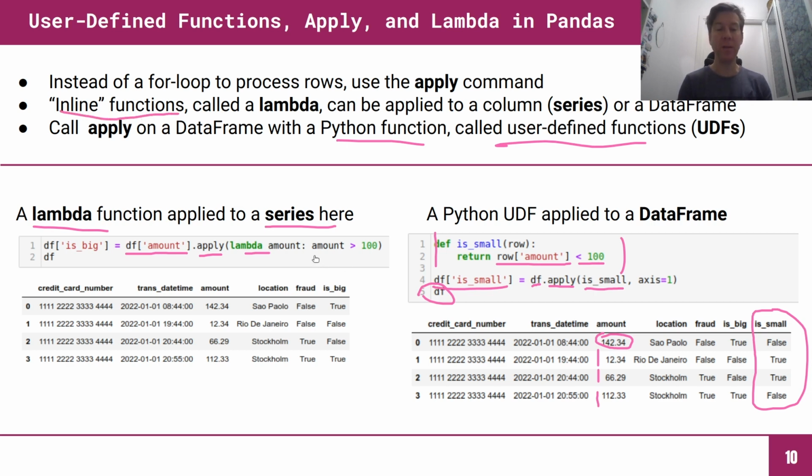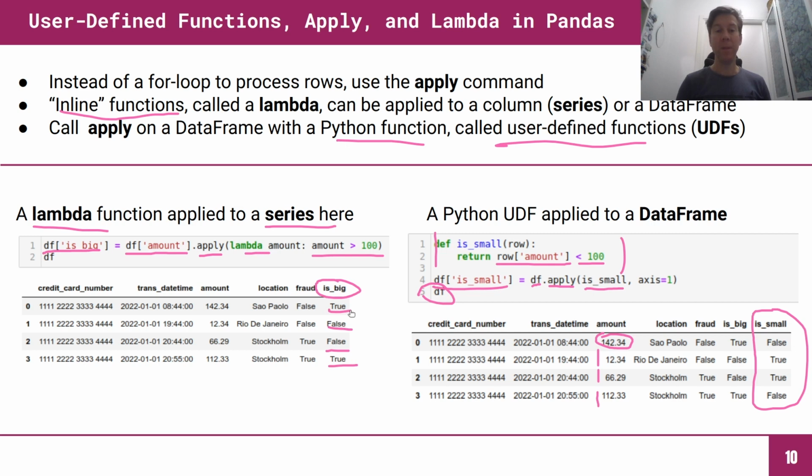And we can see that if the amount here is greater than 100, we're going to return true. So in this case, the result is stored in the isBig column. So you can see in the first row we have 142 is greater than 100, 12 is not greater than 100, 868 is not greater than 100, and 112 is greater than 100.